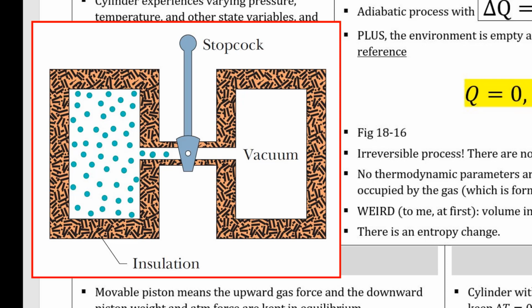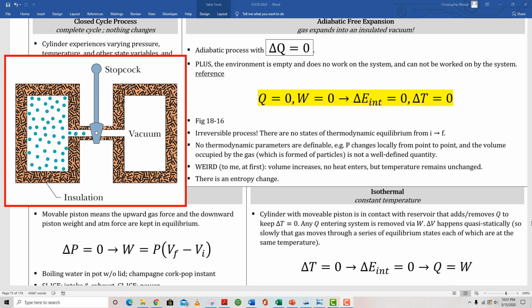For work to be done, a force must move an object. If the right chamber is a vacuum, there's nothing to push. If nothing moves, no work is done. Not only is no work done, but there's no heat flow into or out of the system, so the change in internal energy equals 0 for this process.